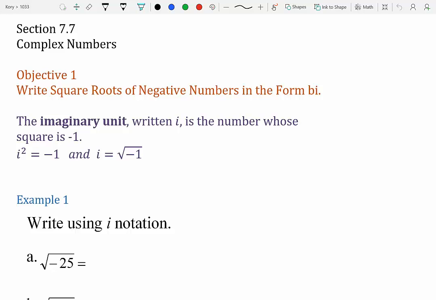Section 7.7, complex numbers. When we're working with complex numbers, that means we have imaginary units inside of it. The imaginary unit, written i, is the number whose square is -1. Basically, i squared equals -1, and i equals the square root of -1. So anytime we see the square root of -1, that's i, and anytime we see i squared, we substitute -1.